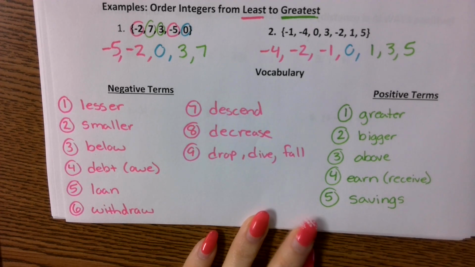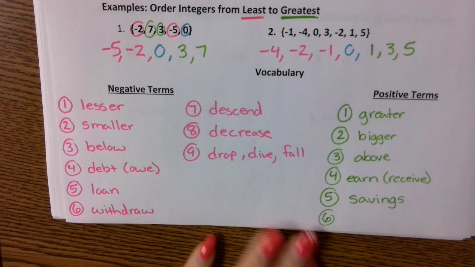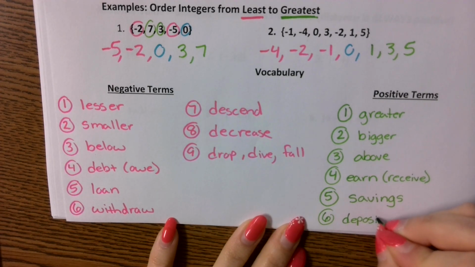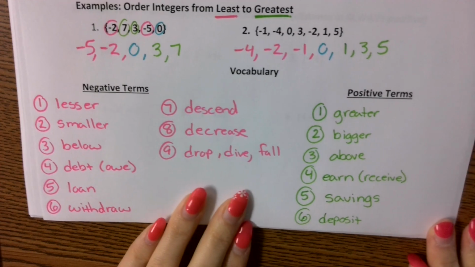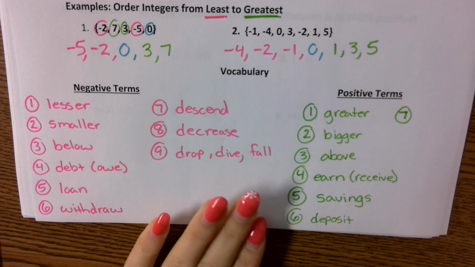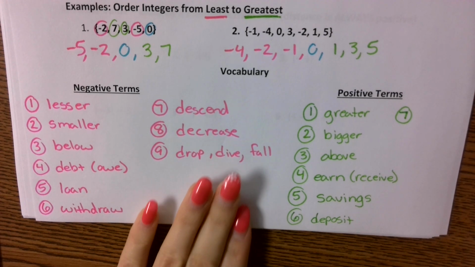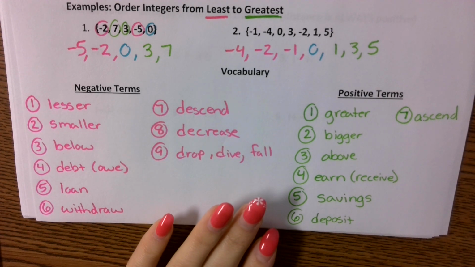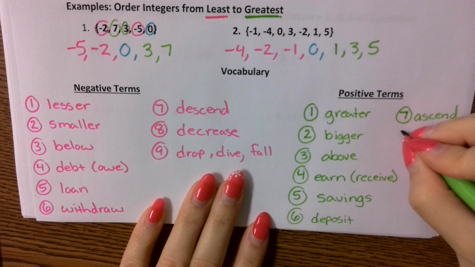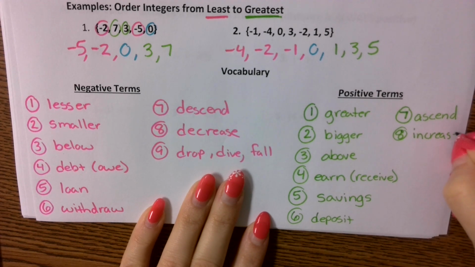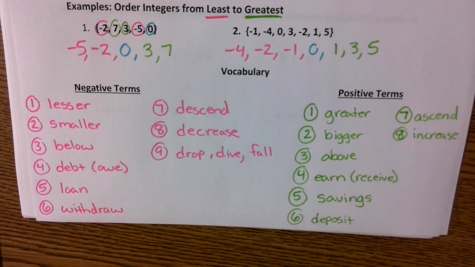Okay, instead of withdrawing money, you deposit. Good. All right. The opposite of descend is to ascend. Good. See, a lot of people forget about the word descend, but the minute we say descend, then they remember the opposite. And the opposite of decrease? Increase. And then the opposite of dropping or diving or falling? Rising. Good.